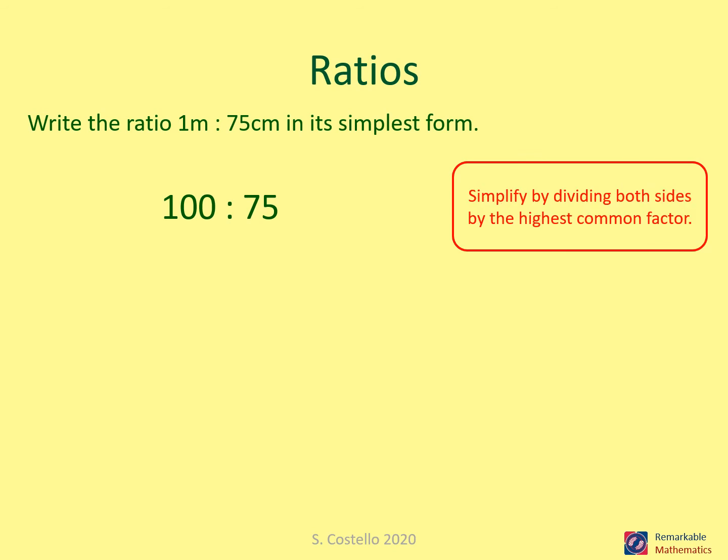Simplify by dividing both sides by the highest common factor. So if I divide this by 25, it would give me 4. If I've done it to this side, do it to the other side. 75 divided by 25 is 3. So the simplest form is 4 to 3.